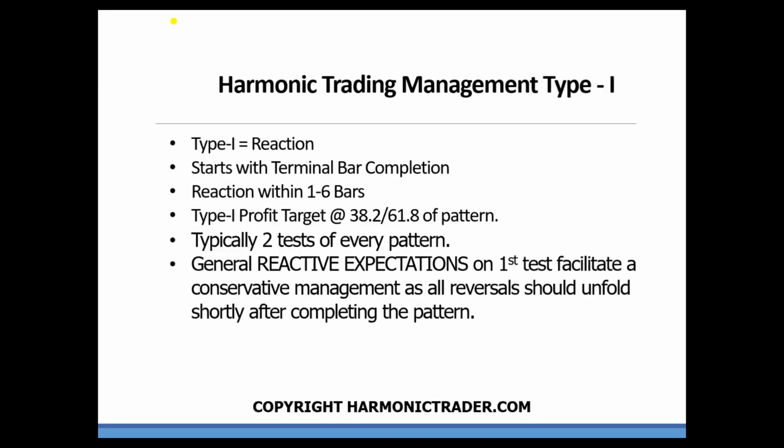Now, the harmonic trading management, the type 1 framework, is all about the harmonic reaction. This starts with the terminal bar completion point. And again, we're looking for an immediate 1 to 6 bar reaction. That type 1 profit target is usually at a 38.2% or as much as a 61.8% range of the pattern.